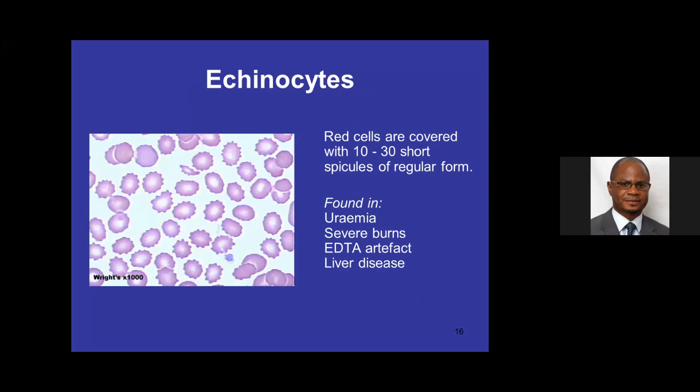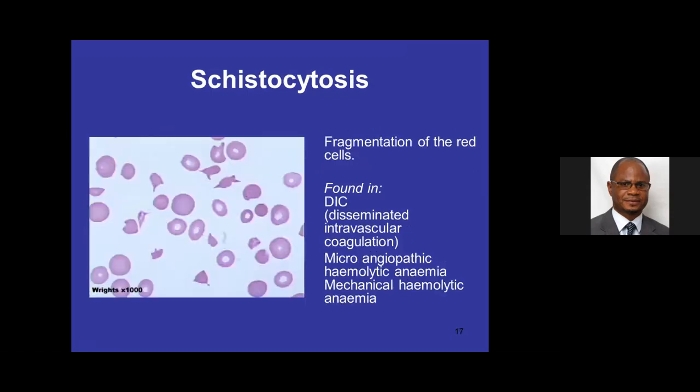Then we have echinocytes. This one is seen very frequently. When you leave blood to stay on the table for a while before you make a film, you tend to see echinocytes. They are covered with 10 to 30 short spicules of regular form. They are found in uremia, severe burns, EDTA artifacts, and liver disease. You should add that with films that are not made in time, you sometimes see that.